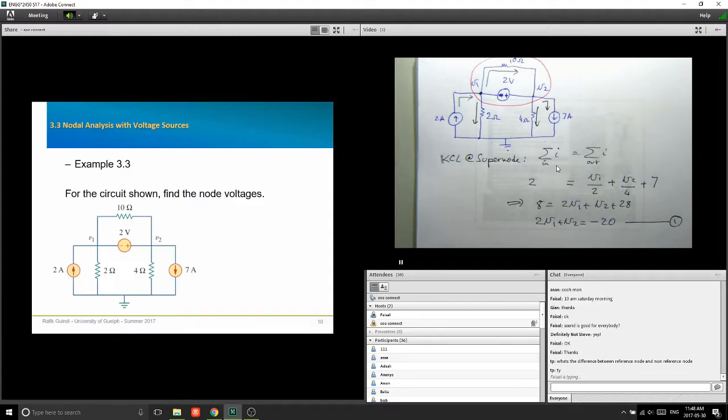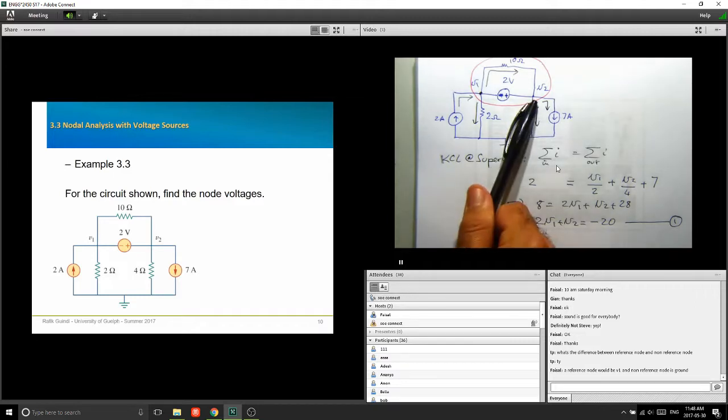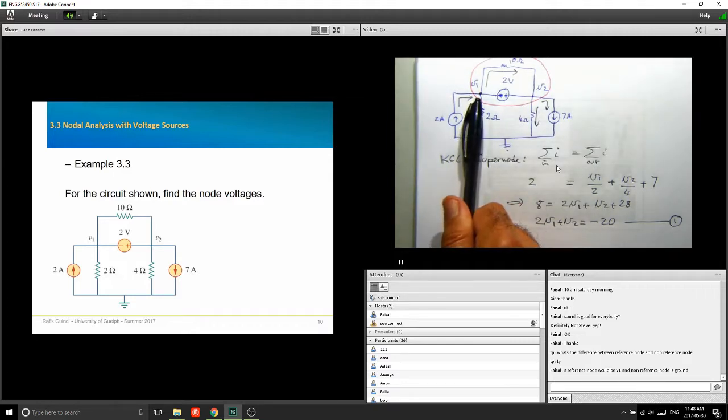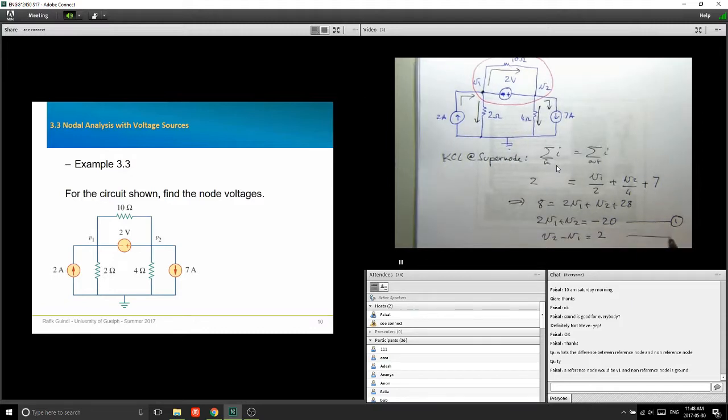How am I going to get my second equation? V1 minus V2? No. Look at the polarity. It's V2 minus V1. You see the plus and the minus signs. It tells you that V2 is at a higher voltage than V1, and that difference is 2 volts. So the second equation is V2 minus V1 equals 2. That's your second equation. Okay?